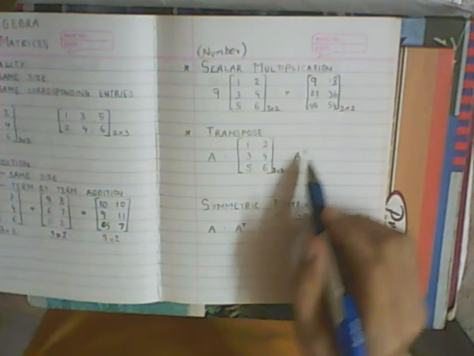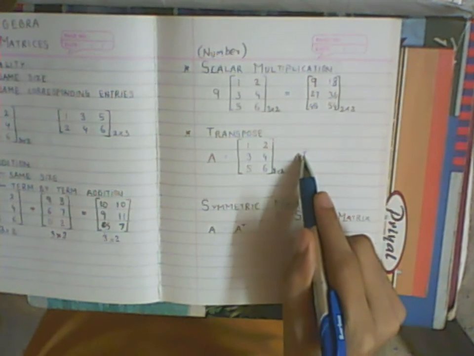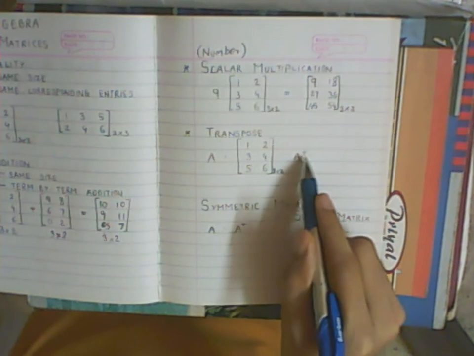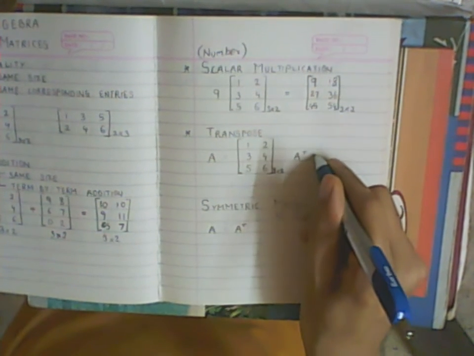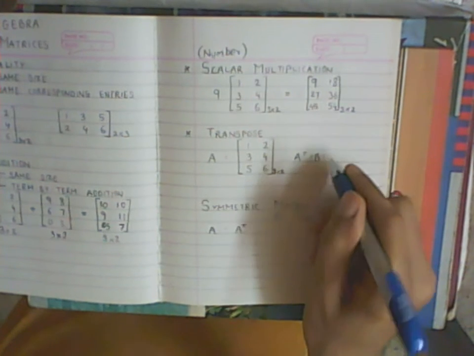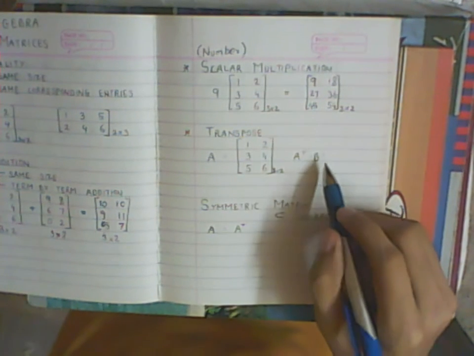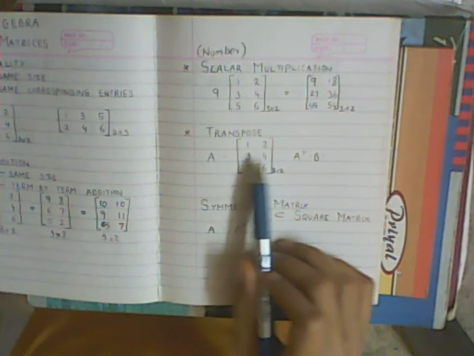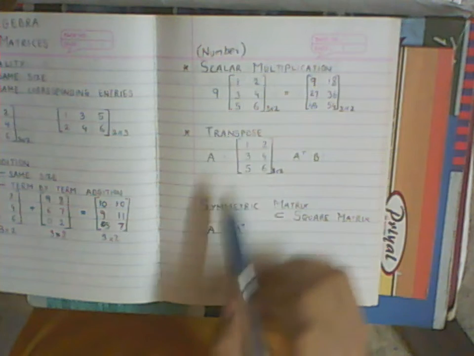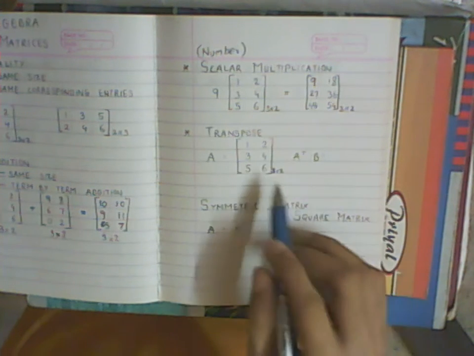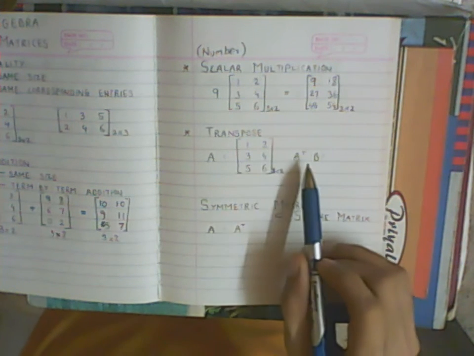Its transpose is usually denoted by A with a capital T above it, and this is again a matrix. I can call it a new matrix B, but it is nothing but the matrix you get when you interchange the rows and columns. So when you make the rows into the columns and the columns into the rows, that's what you get when you take the transpose of a matrix.